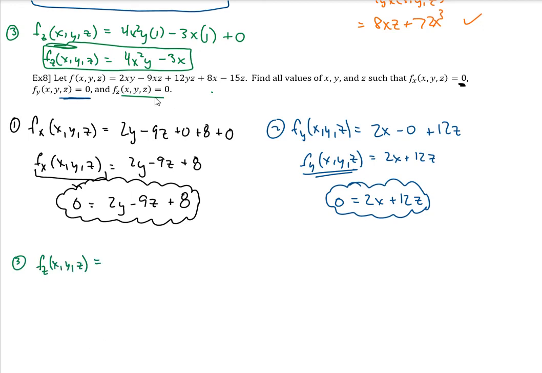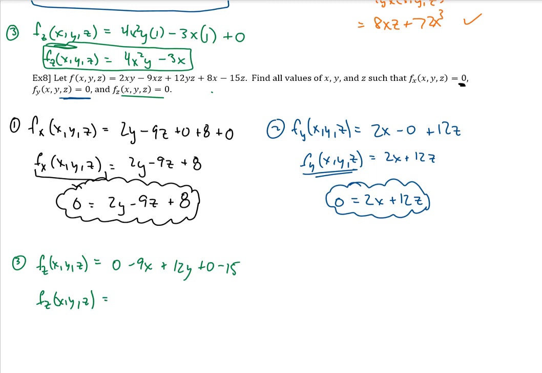All right, so the first term's derivative would be 0 because there's no z in it. The second one would be minus 9x because the derivative of z is 1. And then plus the derivative of this is 12y because the derivative of z is 1 again. The derivative of 8x with respect to z is 0. The derivative of negative 15z would be minus 15 with respect to z. There we go. Okay, and then we'll clean it up.